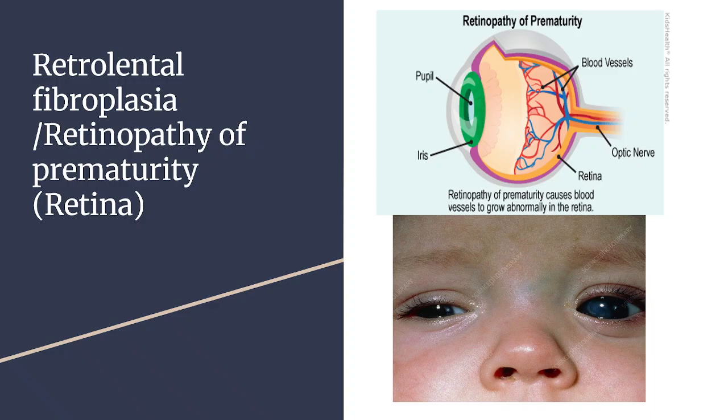ROP is strongly associated with premature birth and the use of oxygen therapy in neonatal intensive care units. In premature infants, the retinal blood vessels may not be fully developed. Oxygen therapy, while necessary to support breathing, can sometimes interfere with this development, leading to abnormal blood vessel growth. ROP or retrolental fibroplasia is a significant cause of blindness in premature infants linked to abnormal retinal blood vessel development. So, early detection and treatment are essential to minimize the risk of vision loss.